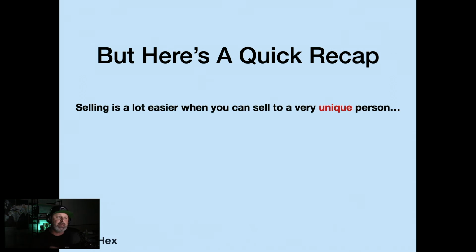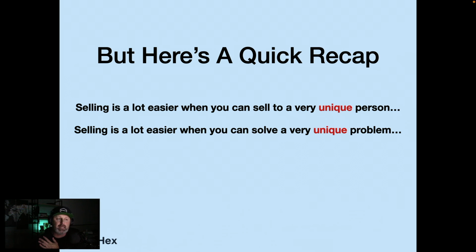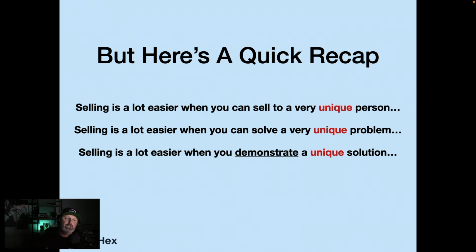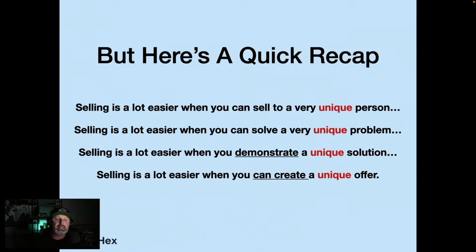Which is this. Selling is a lot easier when you sell to a very unique person. That's number one. Selling is a lot easier when you can solve a very unique problem. That's number two. Selling is a lot easier when you demonstrate a unique solution. And then selling is a lot easier when you can create a unique offer. There's one very common thread there. Have you noticed? Are you getting it? Must be unique.